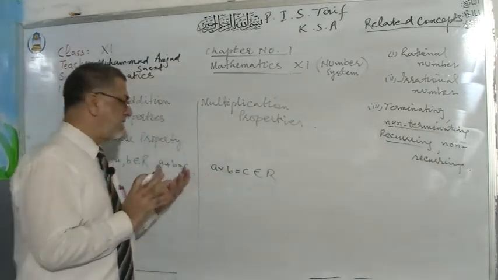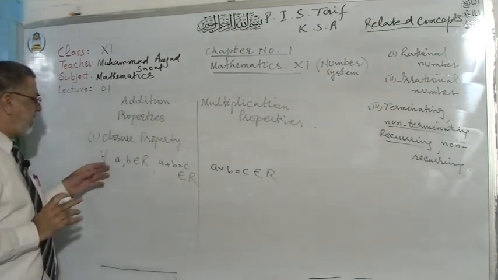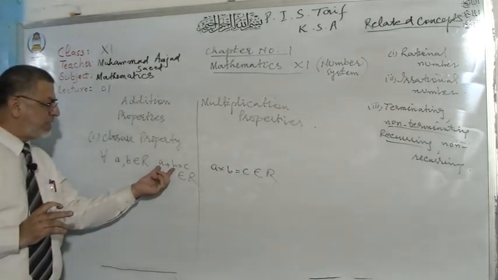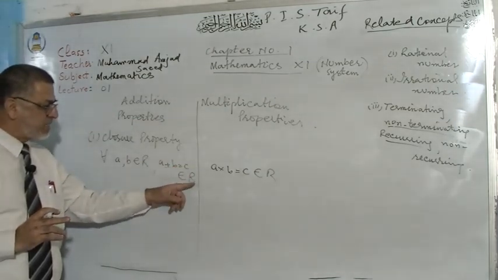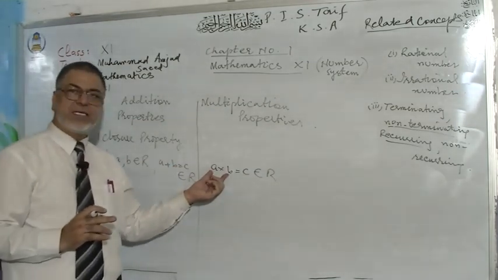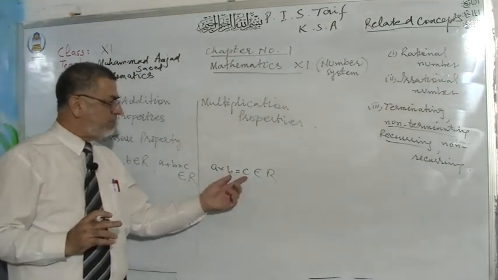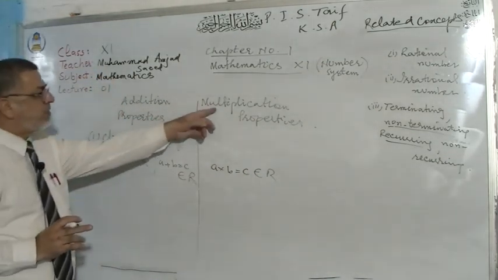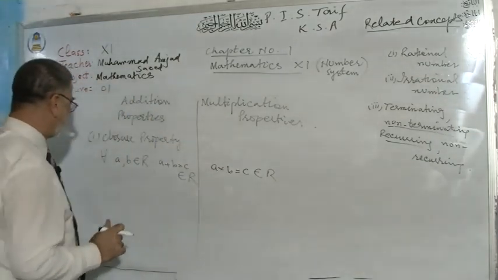So this is what we want to say: for closure property of addition, two members are required, they are added to get a number which will be in the same set. Two numbers are required, they are multiplied to get a number which will be in the same set. Closure property of addition is satisfied, and closure property of multiplication is satisfied.